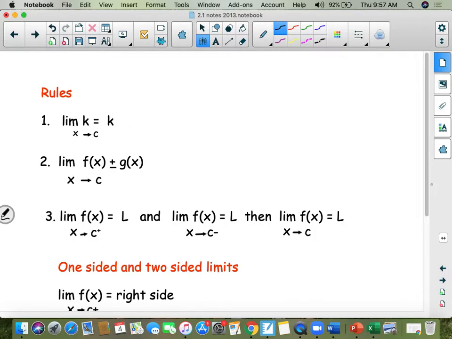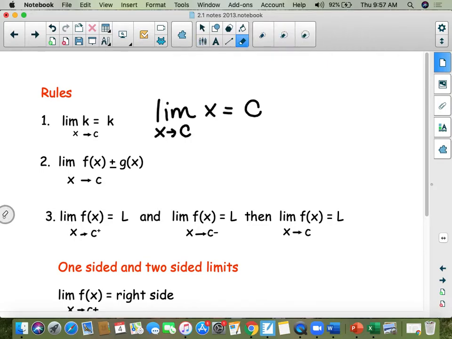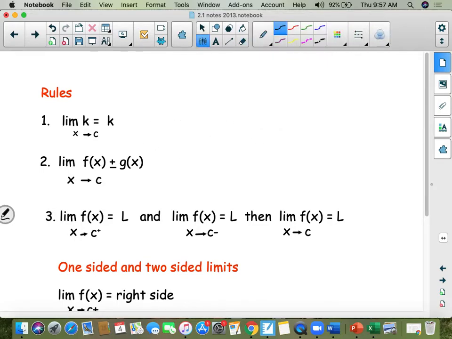Okay, here are some rules. The limit as x approaches c of some constant k equals k. The limit as x approaches some c value of x is going to equal the c value. So I'd rather just do this instead. The limit as x approaches 2 of 4 needs to equal 4.